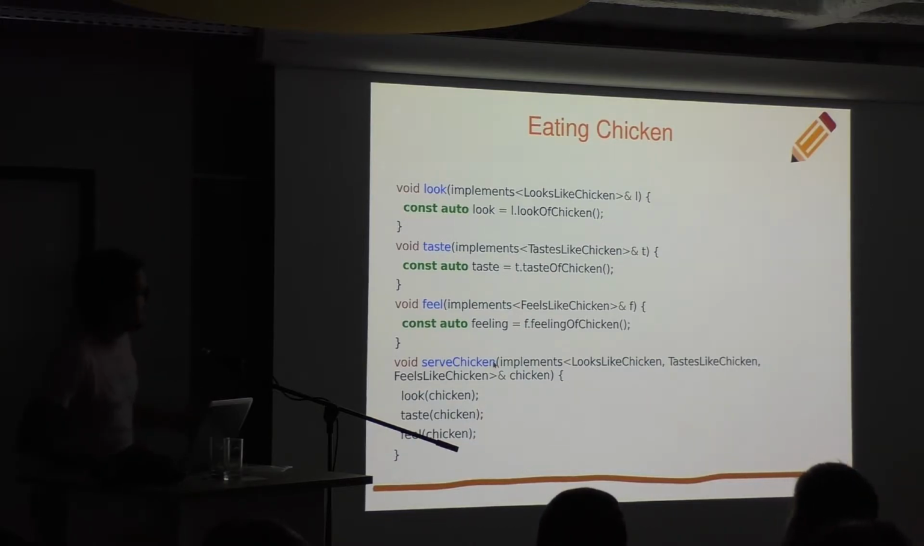So this chicken variable implements looks like chicken, so I can look at it. I can taste it because it implements tastes like chicken, and I can feel it because it implements feels like chicken.